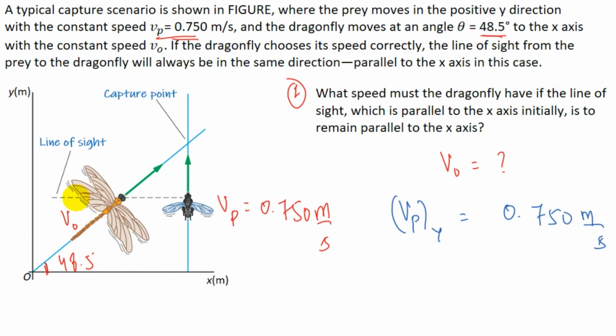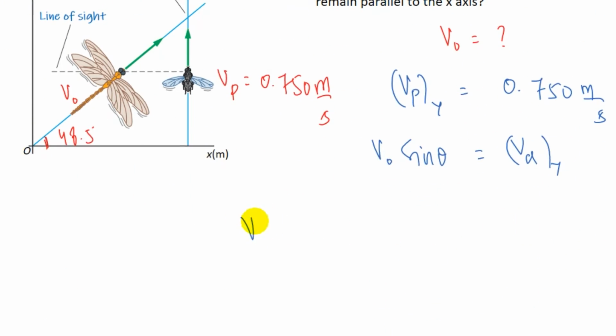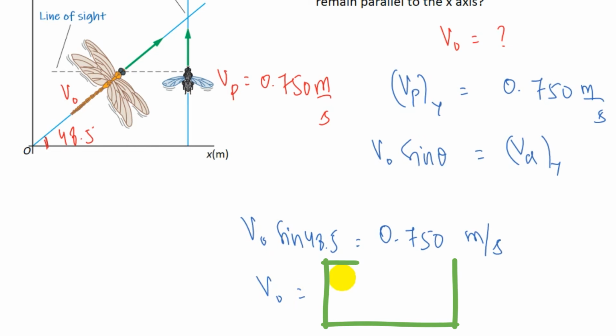And what would be the y component for V0? This will be V0 sine theta. This is the y component for the dragonfly. Now we can equate these two. So we can write that V0 sine theta is equal to 0.750 meter per second, and theta we have 48.5, so I can put it here. Now we can solve it for V0, and this value comes out to be 1.00 meter per second. So this is the answer for this question.